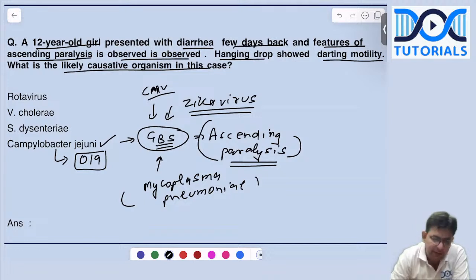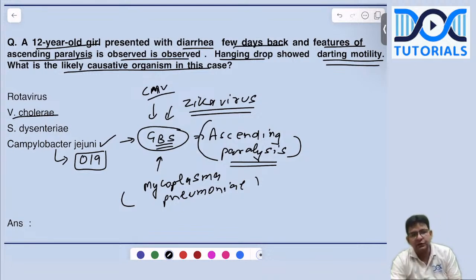Yes, Vibrio cholerae has it, but you should also know that Campylobacter jejuni has darting motility. Nothing of that sort happens in Vibrio cholerae. GBS strongly associates with what? Campylobacter jejuni. So the answer to this question is D, Campylobacter jejuni.